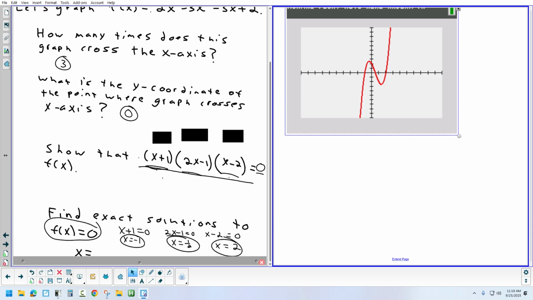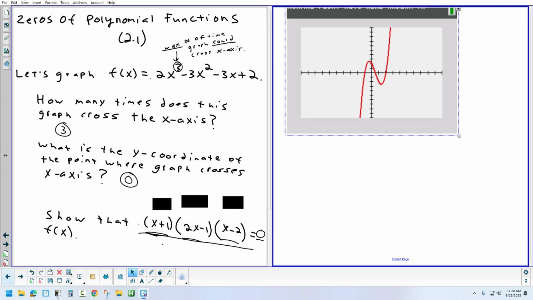When we set this equal to 0 and we solved it, we were basically finding all the numbers where that graph crosses the x-axis. Here's your -1, your 1/2, and your 2. So that's what it means when you set an equation equal to 0. You are finding where it crosses the x-axis.